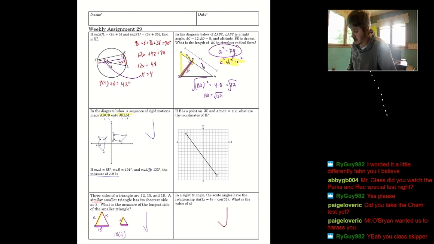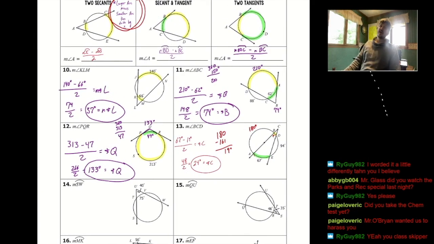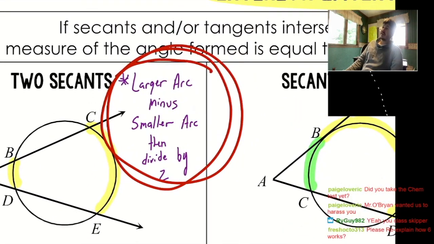And if there's no other questions, we can move on to what we've been working on, which is the angles with circles, and specifically exterior angles, where we have this rule right up here. I've circled it. That's in general the rule: the larger arc minus the smaller arc, and then you divide by 2.